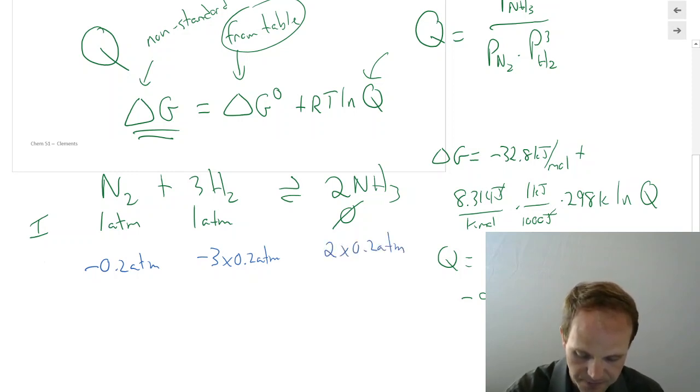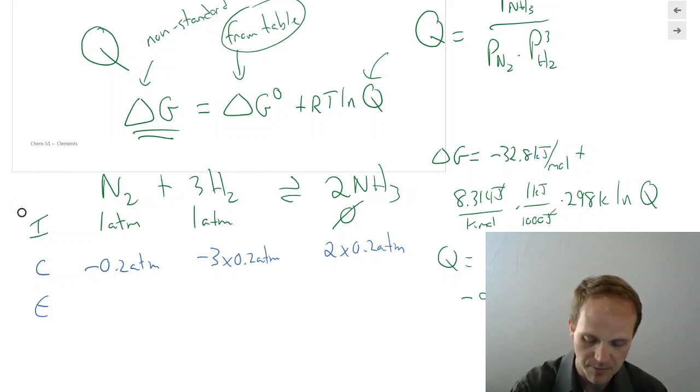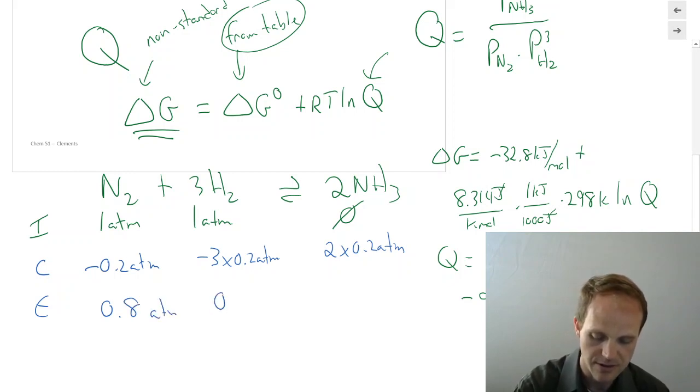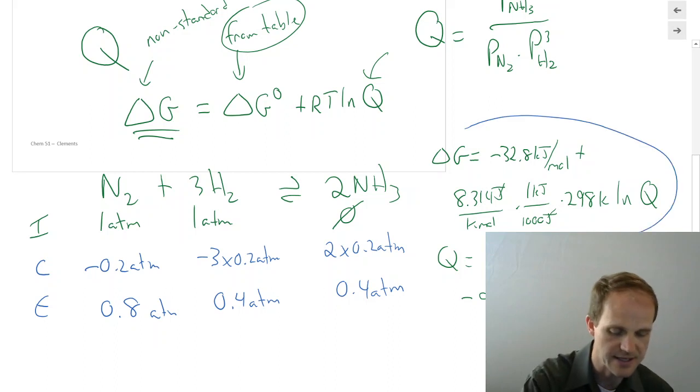And then I'm going to call it ICE. It's actually probably better as a BRI because I'm just forcing the reaction to go as opposed to figuring out equilibrium at this point. But let's just do this. 0.8 atmospheres, 0.4 atmospheres, and 0.4 atmospheres. This is the same.